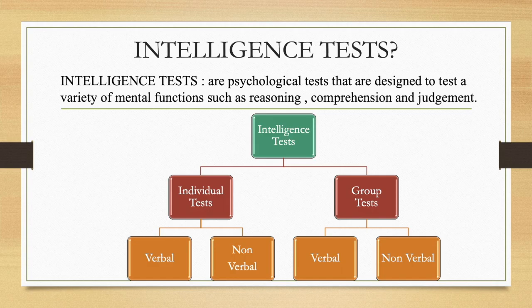In an individual test, the tester works one to one with an individual and takes the test. Usually, it is more detailed, in depth, and takes longer to conduct an individual test. While a group test is more economical, a lot of people can be taken up in one go. It is shorter, and one person is able to test a number of people together.